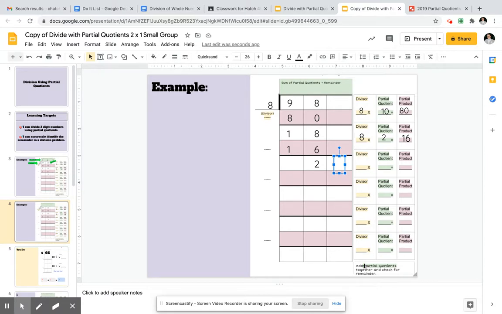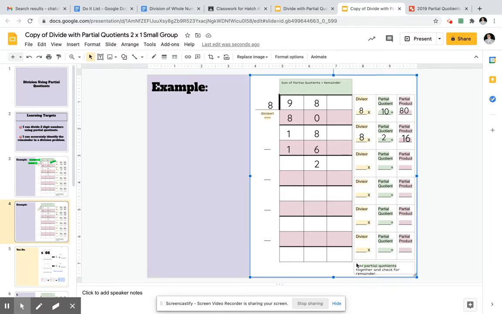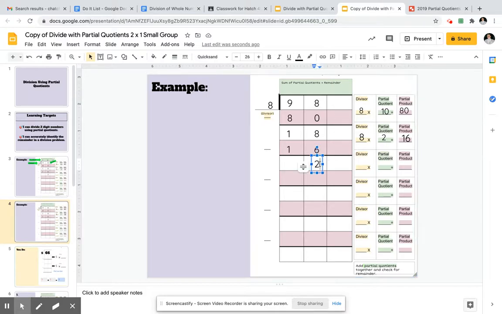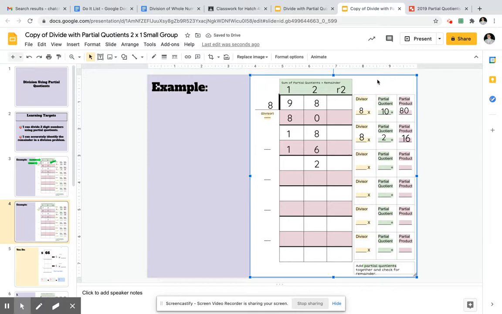If we look down here in this box, it says add partial quotients together and check for remainder. And it's highlighted in green here. That means we're adding all the numbers we have in this green column together. So we have 10 and 2. 10 plus 2 is going to give us 12. But we can't forget our remainder. We have a remainder of 2. So up here on top, I'm going to plug in 12, remainder of 2. So we have 12 R 2. That's a quick example of how we are going to use this graphic organizer.